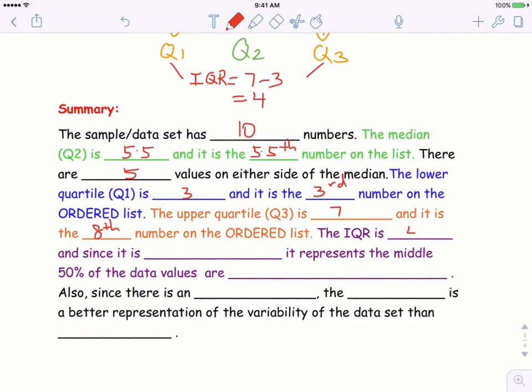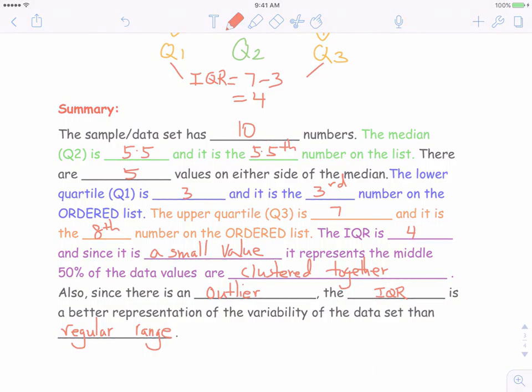The IQR is 4, and since it is a small value, it represents that the middle 50% of the data values are clustered together. Also, since there's an outlier, the 98 that we mentioned earlier, the IQR is a better representation of the variability of this dataset than the regular range.